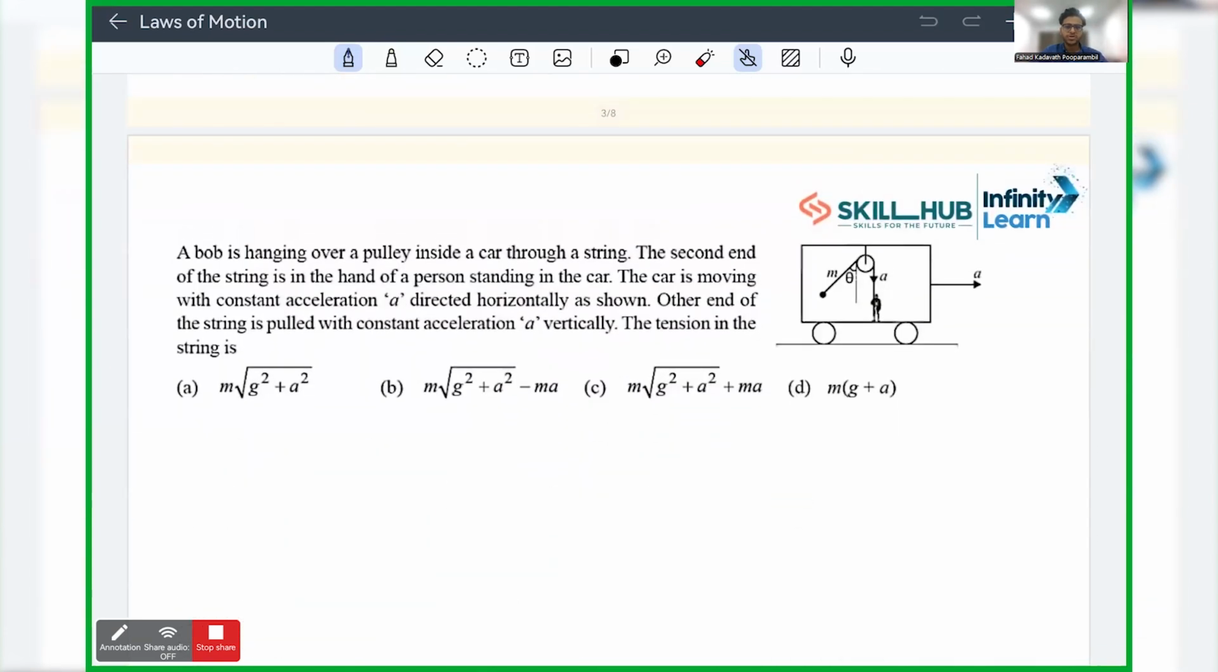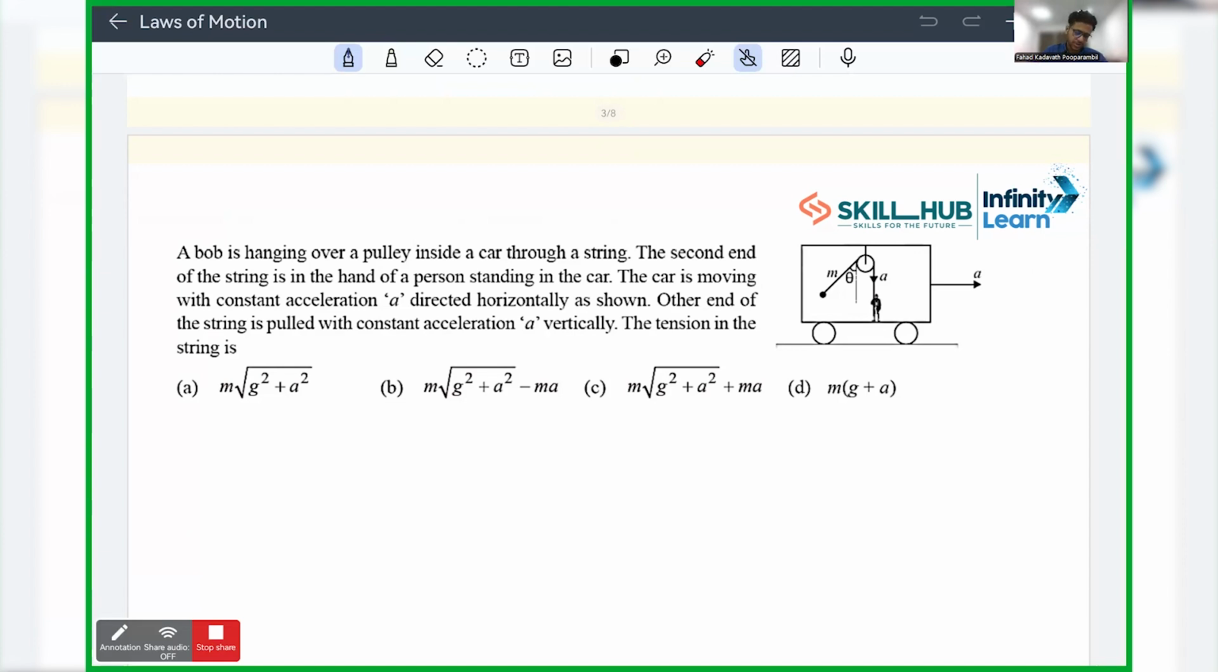We have another question here. In this question, a pulley string system is there inside a car. The car is moving forward with the acceleration A, meaning the car is moving towards the right with an acceleration A. And the person is standing inside the car. That person is pulling the string down with an acceleration A. We need to find the tension in the string.